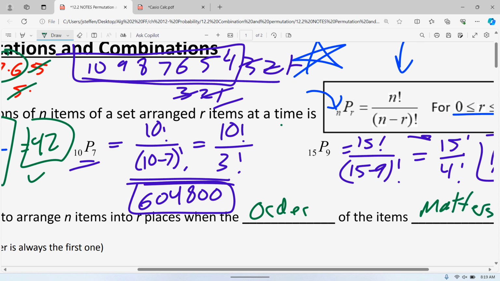If the order definitely matters, it's permutation. If the order doesn't really matter, it's going to be combination. This is where I would like to give you some sort of really quick example, but I think if I do, I'm going to butcher it. I have to think about it a little bit. But again, we'll go over when to tell which.